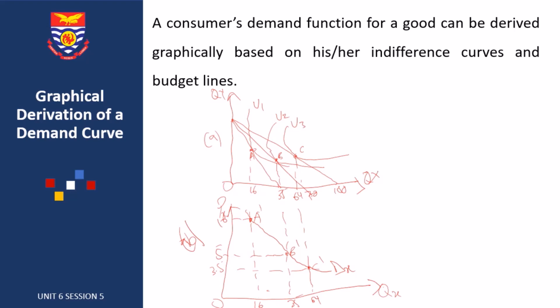And this brings us to the end of this session. We looked at how to derive the demand curve using the indifference curves and the budget line for a particular commodity. Okay. And in the next session, we are going to talk about income and substitution effects and then close this particular unit, that is unit 6, and close the entire book.